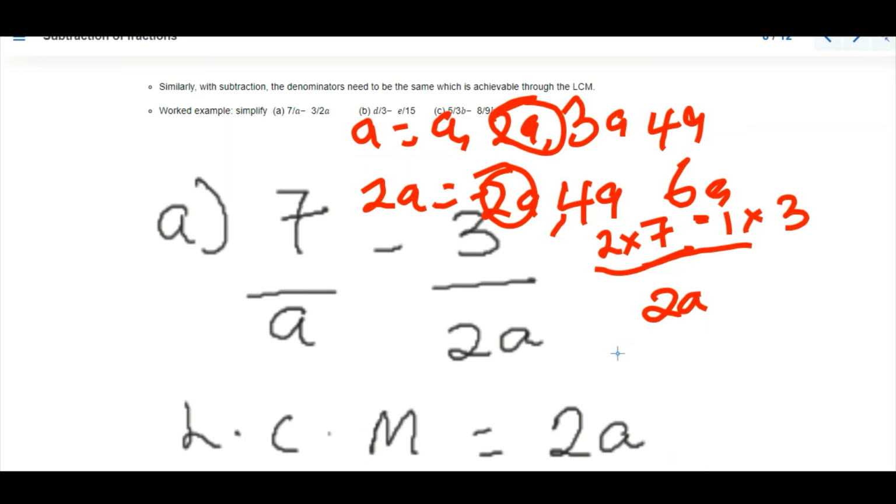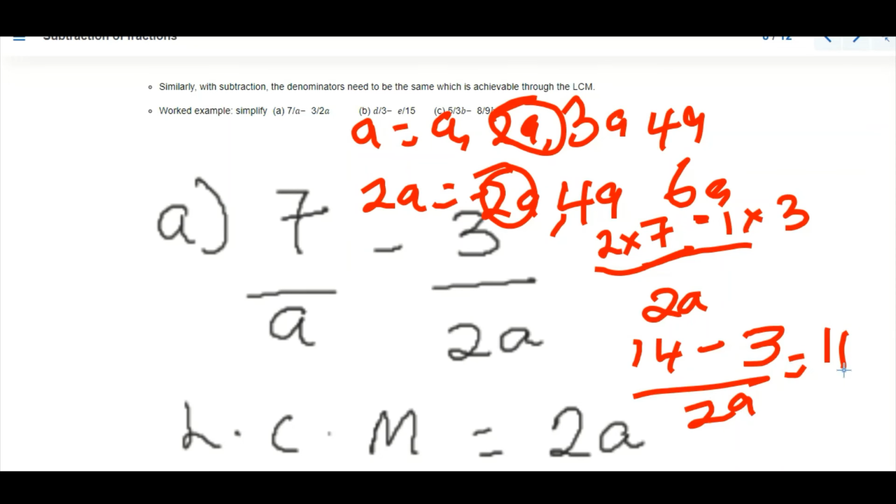Now 2 times 7 is what? 14. 14 minus 3, divided by 2A. What is going to be the answer? 14 minus 3 is 11 over 2A. So 11 over 2A is our final answer to the question we have there.